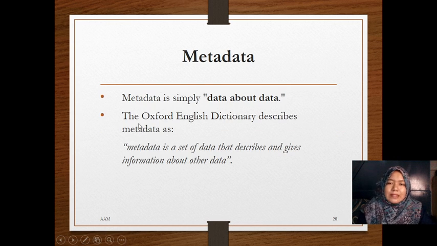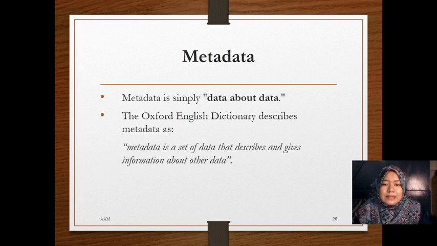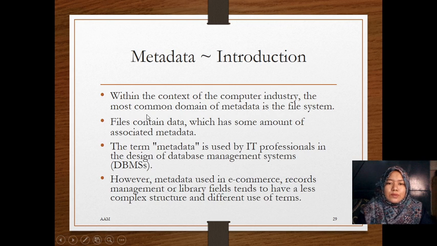And then metadata. Metadata is simply known as data about data, which is data that describes other data. The Oxford English Dictionary describes metadata as a set of data that describes and gives information about other data. As an introduction, within the context of the library and computer industry, the most common domain of metadata is the file system. So a file contains data which has some amount of associated metadata.